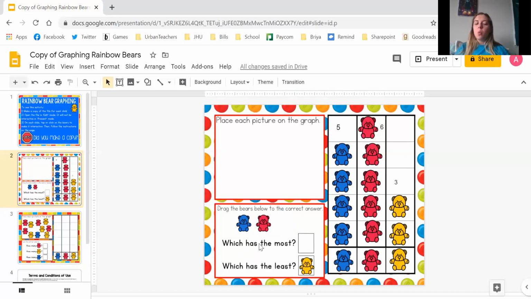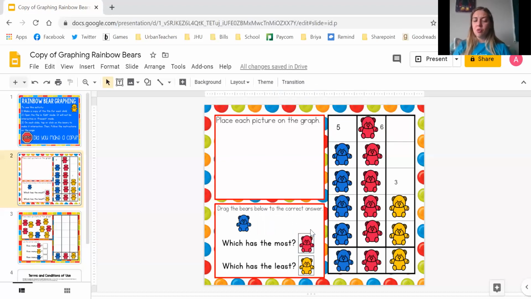The next question is, which has the most? So we're looking at the tower with the biggest, tallest bears. There are a lot of bears in the blue tower and a lot of bears in the red tower. But which tower is the biggest? You're right. The red tower is the biggest. 6 bears for red is more than 5 bears for blue. So the most bears are red.